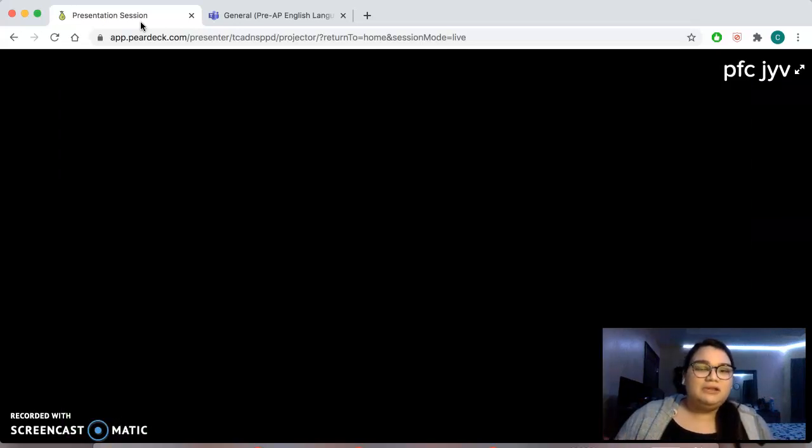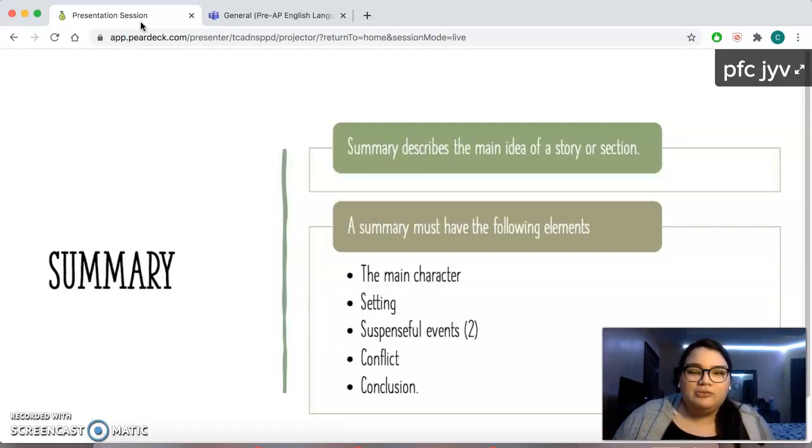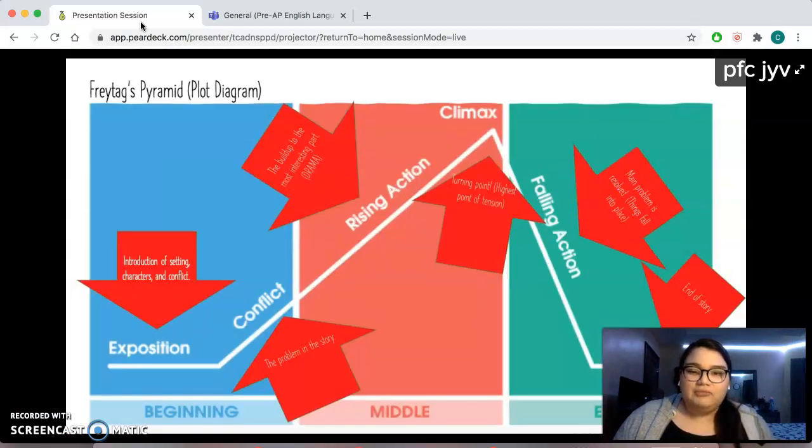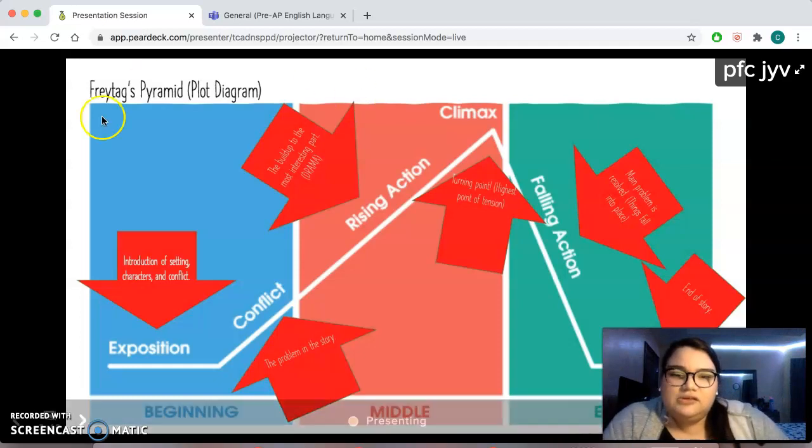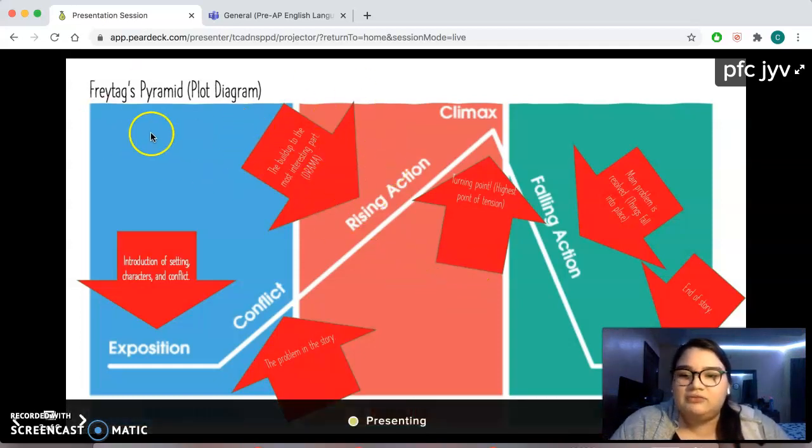Again, when you think plot, think of Freytag's pyramid or the plot diagram, right? This picture, we have seen it a couple of times with the exposition, conflict, rising action, climax, falling action, and resolution. And what I like about this picture that I have is that it breaks it down from what happens in the beginning, what happens in the middle, and what happens at the end, right?